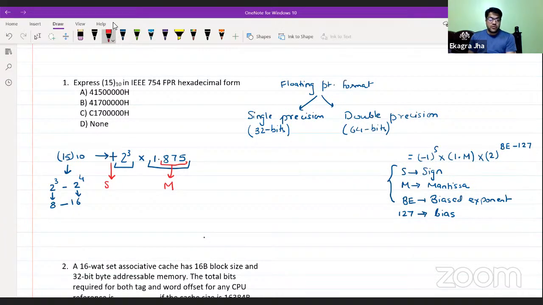Okay, now how do you calculate the biased exponent based on this? So here, let me write it down. The biased exponent is basically equal to actual exponent plus bias. Or let me write down the full version.